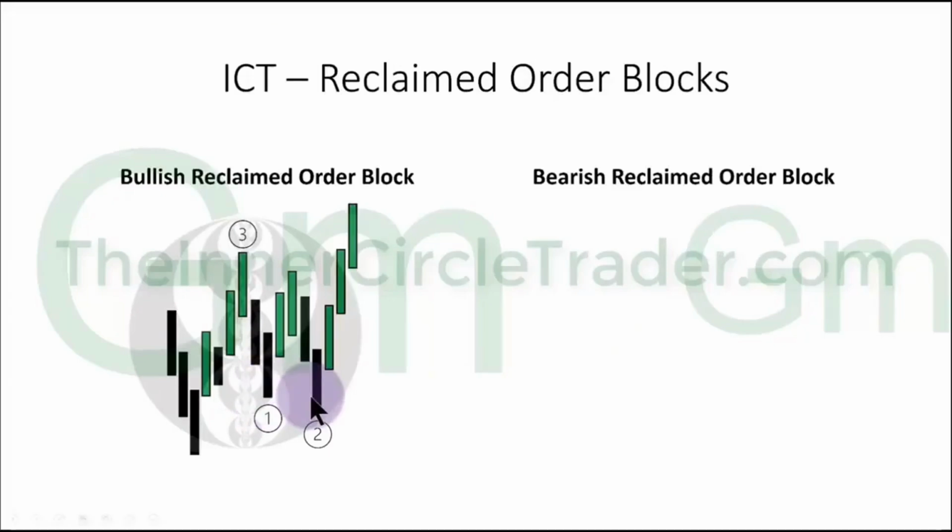And here's the thing. You will never know, I never know, if they're going to reclaim the order block. I don't know that. Okay, and I'm going to tell you how you can trust that it could still potentially happen and when it's no longer a factor. That's what I'm going to show you here now.